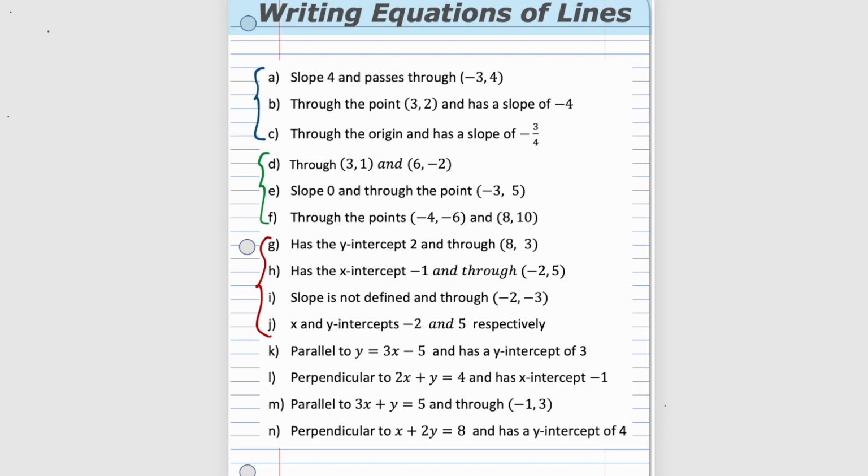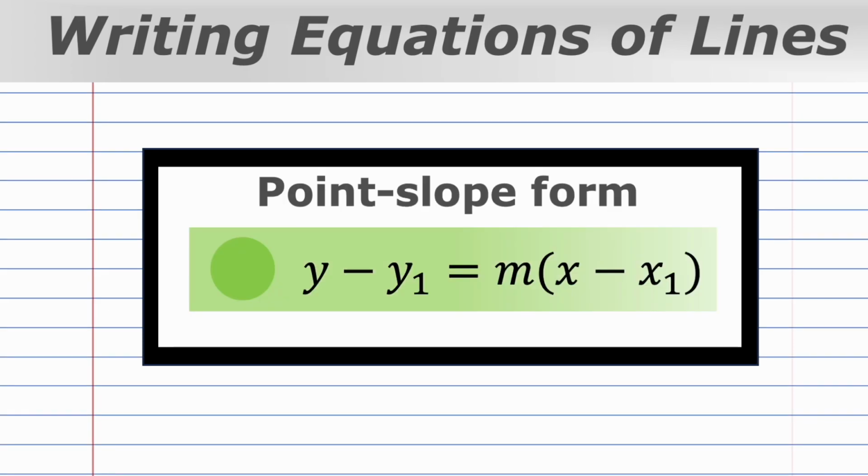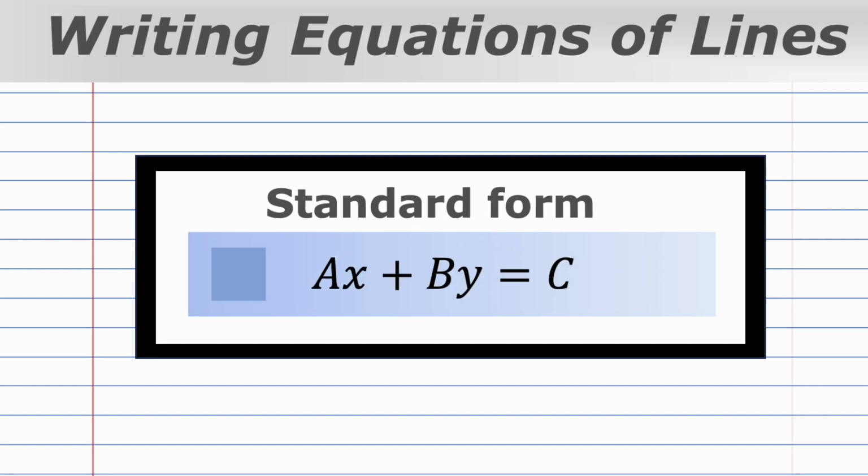In the last 3 videos, we worked on different types of scenarios for writing equations of lines. And the last set, these 4, often give students a lot of trouble. You have to know what parallel lines are and what perpendicular lines are. Once you know that, you're fine. Recall that we can write equations of lines in different forms. We have slope-intercept form, point-slope form, general form, and standard form.